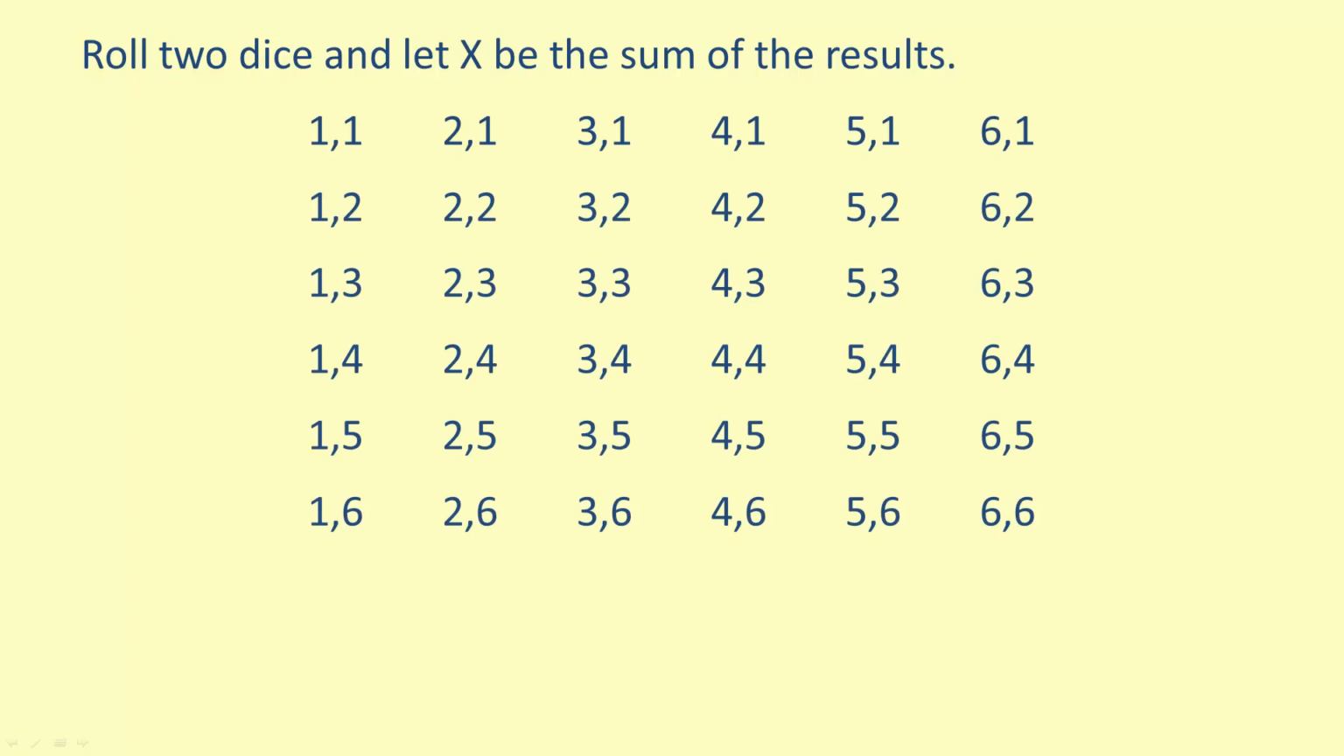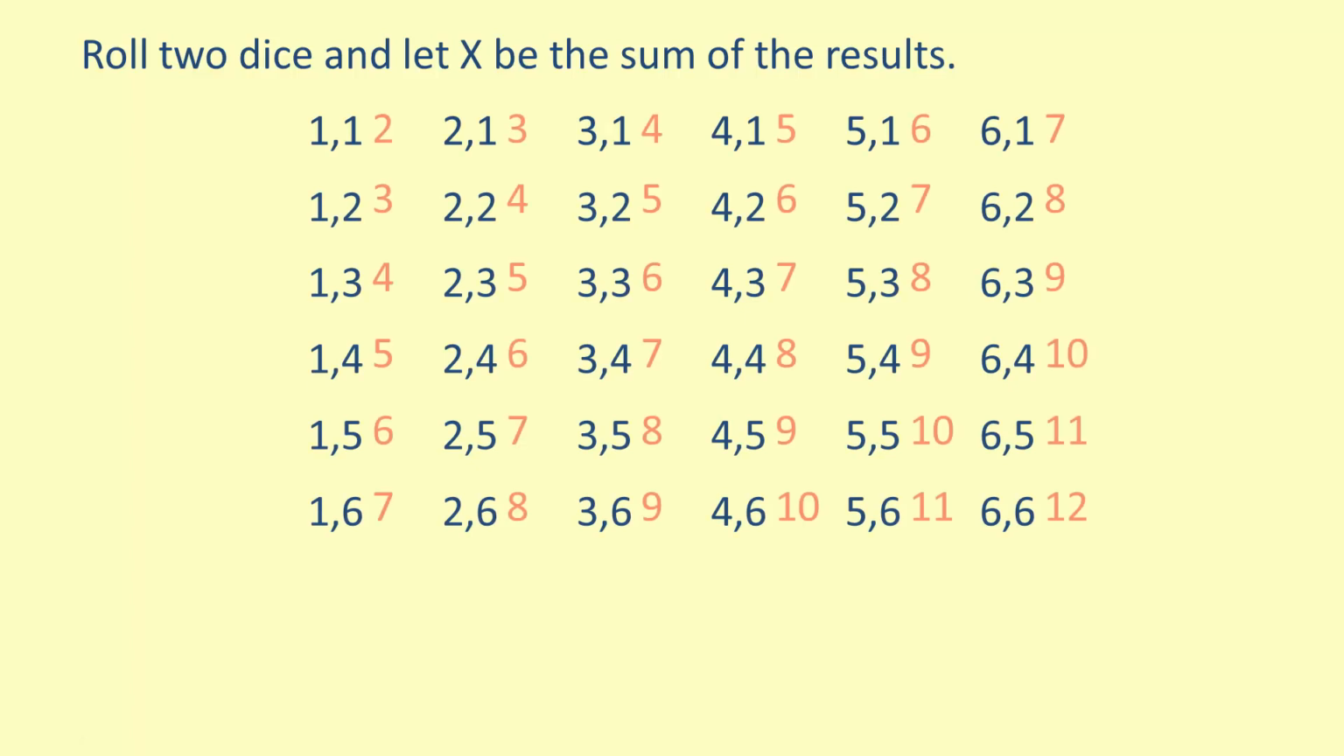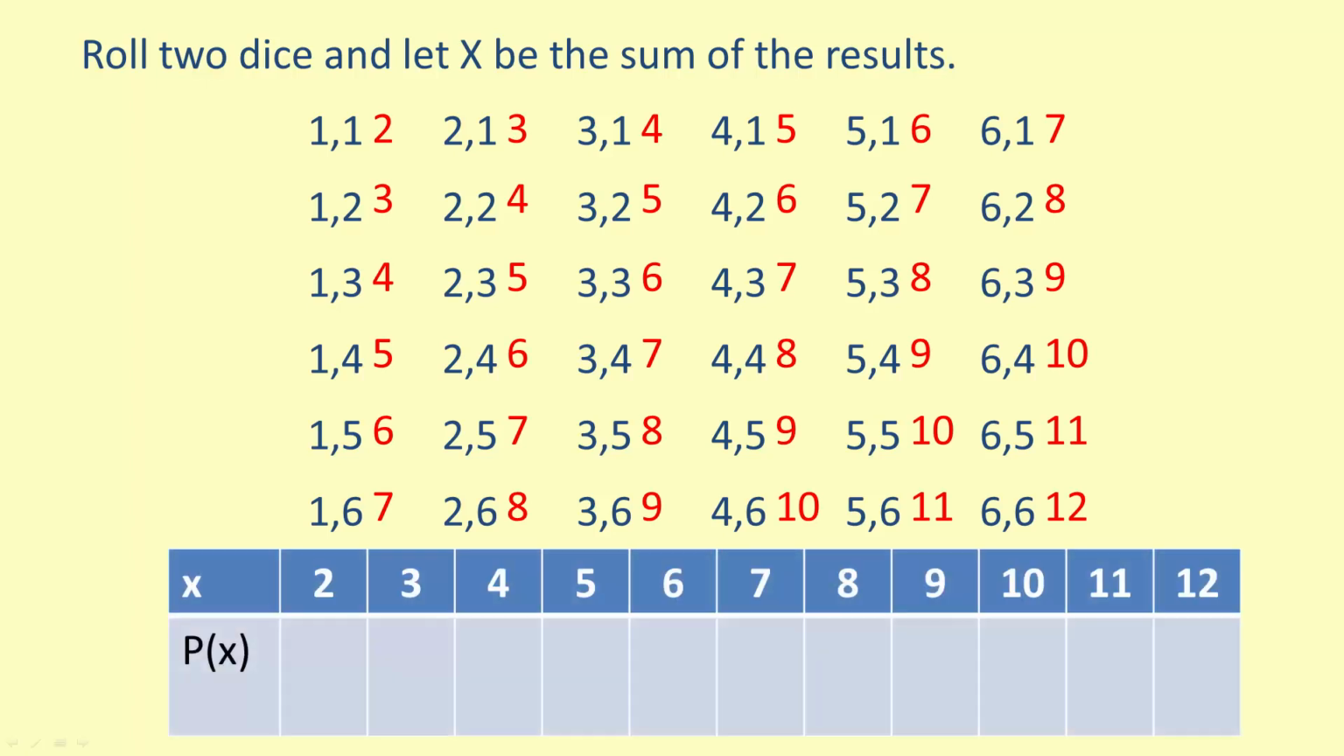Next to each outcome, write the sum of the two numbers. Now, construct a table of the possible outcomes. In this case, the possible outcomes are all whole numbers between 2 and 12, inclusive. There are 36 possible outcomes. Count how many times each sum appears and divide by 36 to determine the probability.